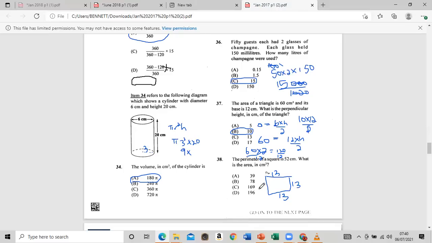So that's 13, 13, 26, 52. So 13 times 13. And 60.